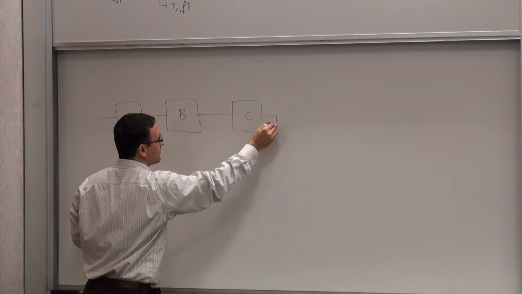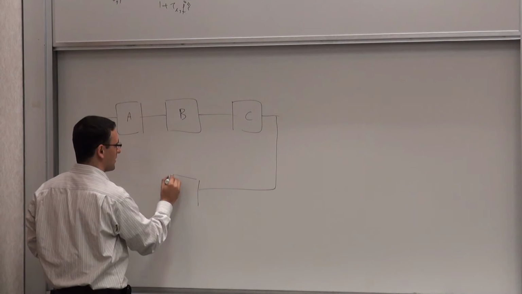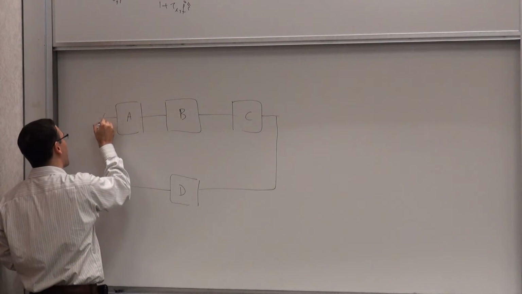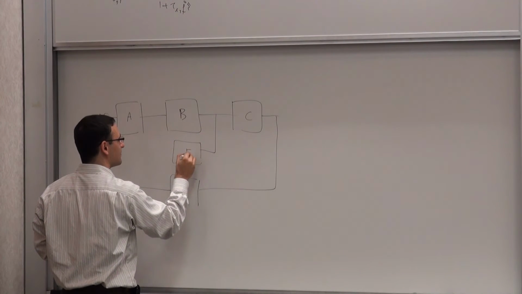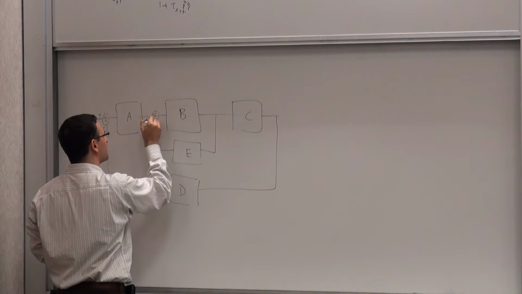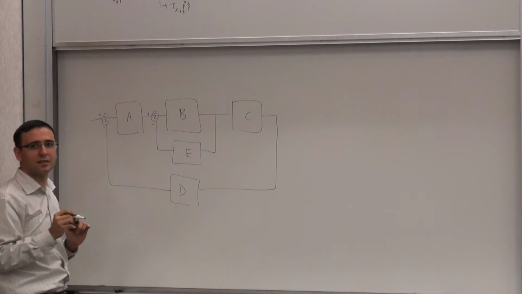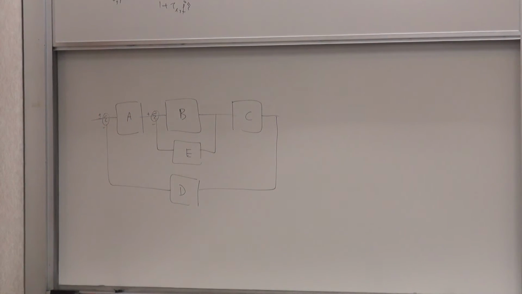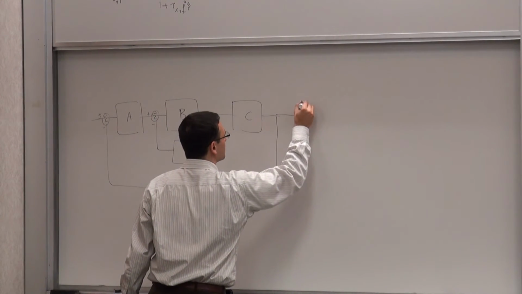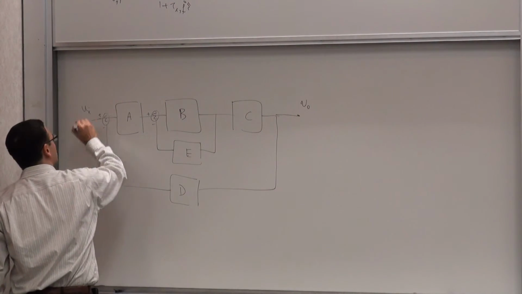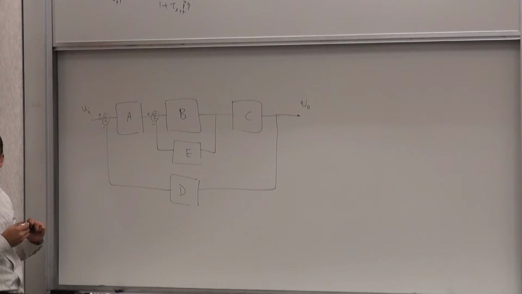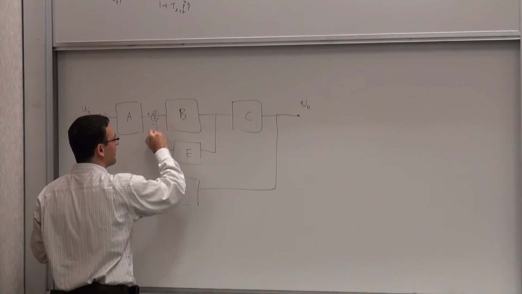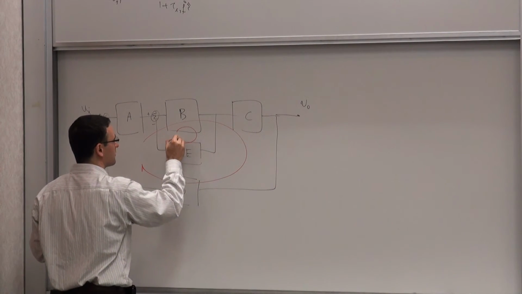C. Let's say they're unilateral. Then you have a D going back here, tracking from this guy. And then you have an E. Like that. So this is your input, this is your output. So if I ask you, what's the loop gain of this thing? What would you tell me? Which loop? Yeah, right? We have two loops here. We have this bigger loop and this smaller loop.